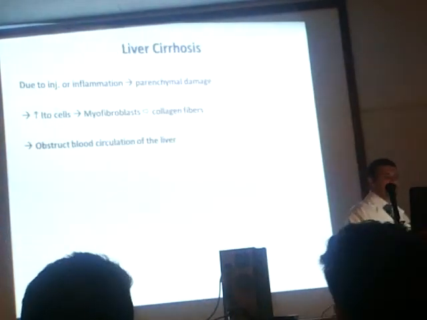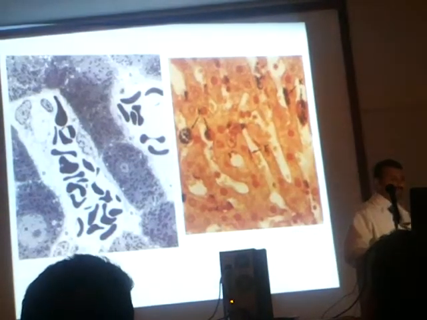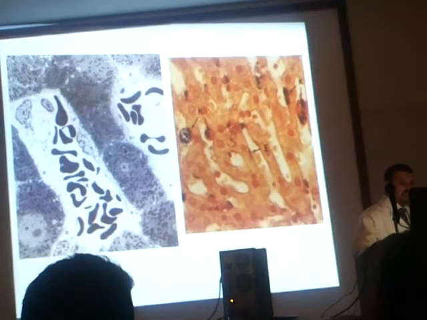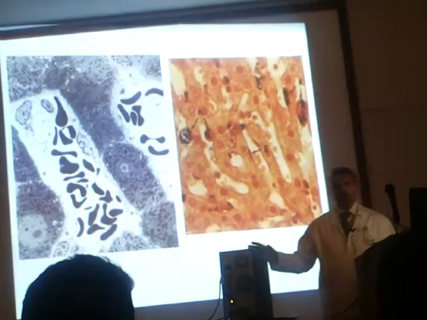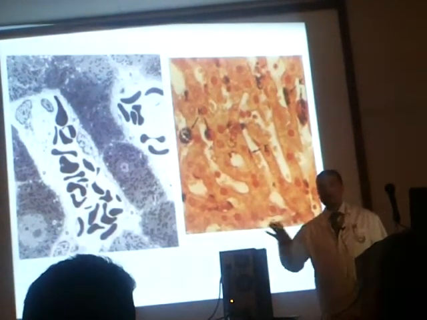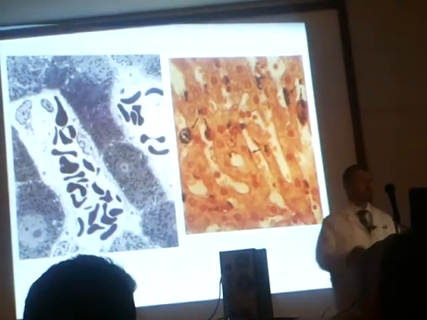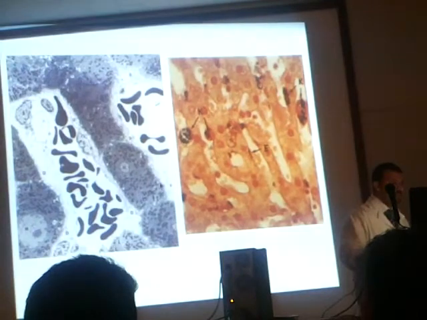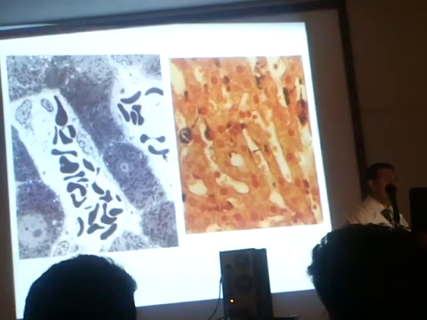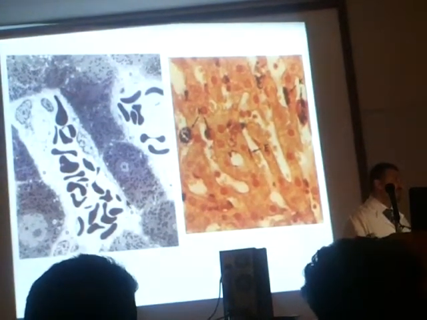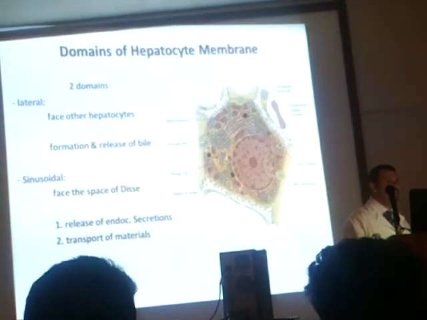Now domains. If you look at the hepatocytes in their laminae here, in this view we will see that it has 4 surfaces. 2 surfaces are adjacent to another hepatocyte, and 2 surfaces are adjacent to the space of Disse and to the sinusoid. So what we mean by domain is the surface.